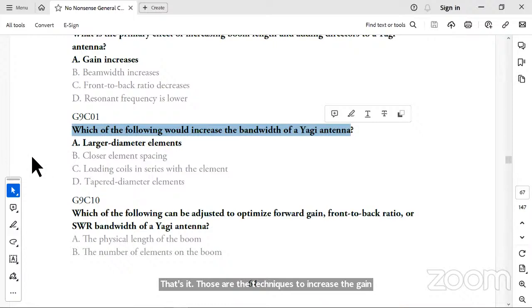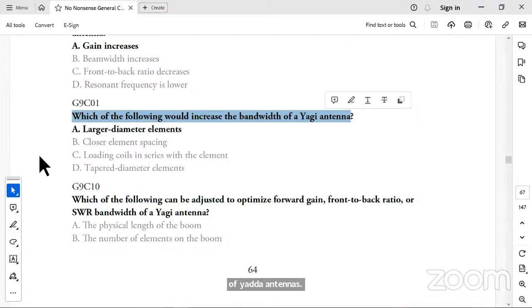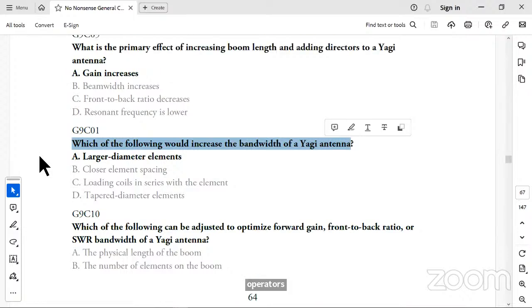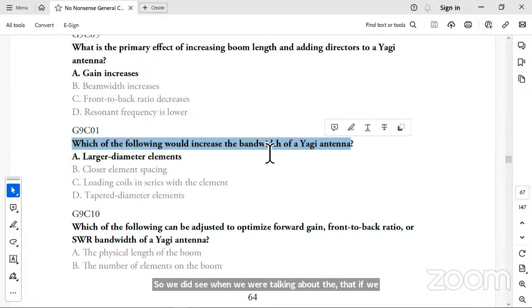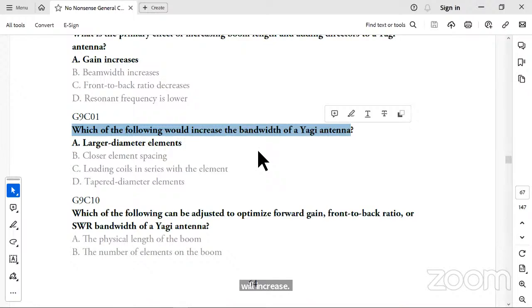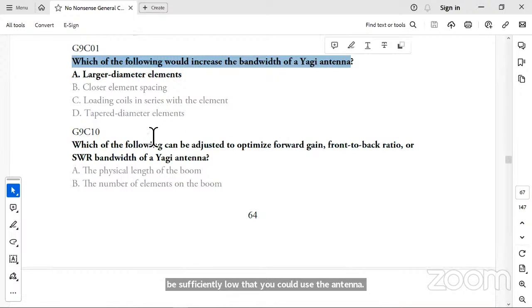Right, so that's why we study this, right, folks? As amateur radio operators, we say, aha, my next Yagi, I'm going to put more elements and I'm going to increase the boom length. All right, which of the following would increase the bandwidth of a Yagi antenna? So we did say when we were talking about the Yagi antennas that if we were to use larger diameter elements, the bandwidth will increase. Now remember, when we talk about bandwidth in this context, it is the range of frequencies where the SWR will be sufficiently low that you could use the antenna. Or at least think of it that way.